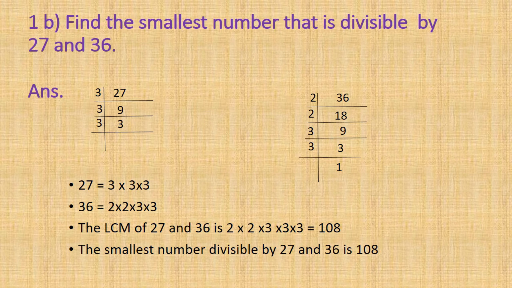1B. Find the smallest number that is divisible by 27 and 36. So here also first we will take out the prime factorization of 27 and 36. After that we will take out the LCM of 27 and 36. So the LCM of 27 and 36 will be 2 multiplied by 2 multiplied by 3 multiplied by 3 multiplied by 3. So here the LCM of 27 and 36 will be 108. So the smallest number which will be divisible by 27 and 36 will be 108.